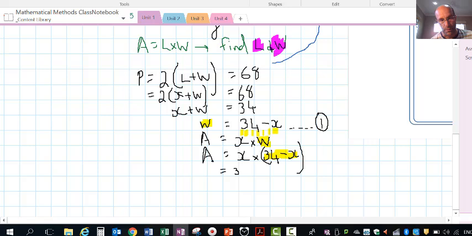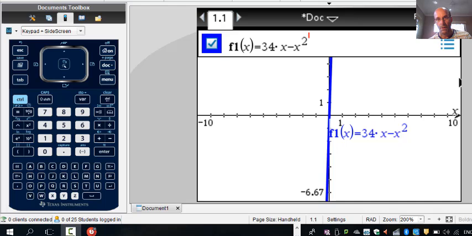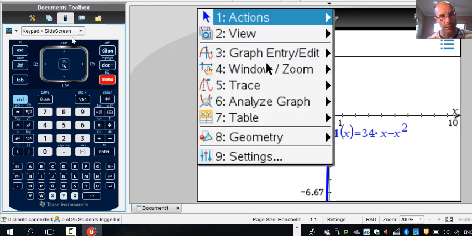Oh, look, because when I expand that, I get 34x minus x squared. So we've got A and X connected. We've got a function like we said we wanted to, and look at that. Now, time to get some technology and plot the graph like we were saying for part B.